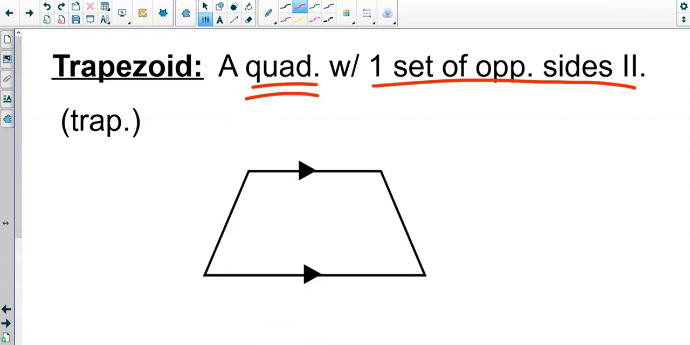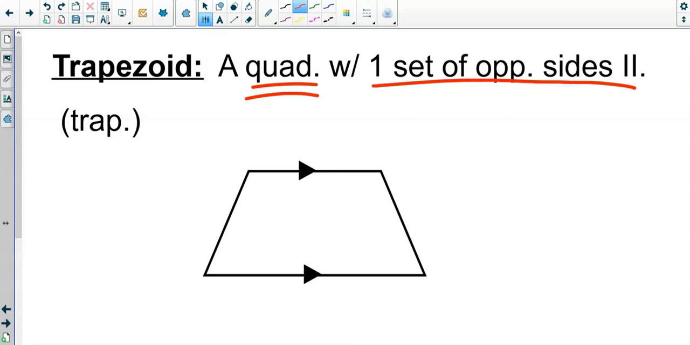There are other properties to the trapezoid, but I don't want to go into that. There are other properties of a trapezoid, but again, we're just keeping this superficial. On the surface level. So one set of opposite sides parallel.